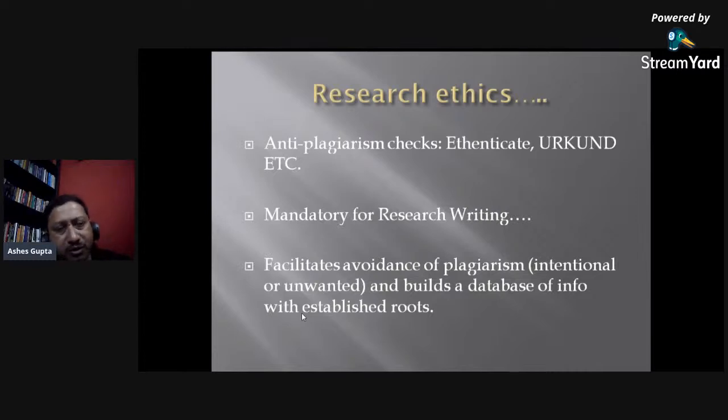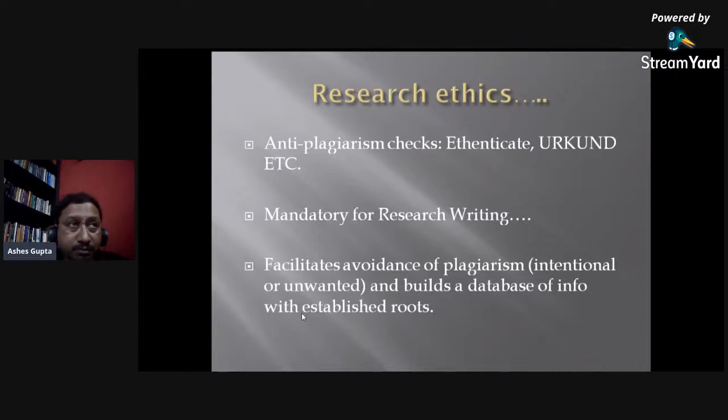Anti-plagiarism checks. You have so many softwares right now, Authenticate, Urkund, etc. You can just place your research paper, upload it, and get the report. And every research journal will tell you the limit up to which they would allow similarity in the Urkund report or the Authenticate report. It could be 7%, it could be 10%, and they would say we would accept plagiarism which is unintentional within, say, a limit of 10% only. This is mandatory for research writing, because that provides you your confidence that what you have written has been checked and has been found to be true within limits. So this is very important as a confidence building measure, CBM, for a research writer. So anti-plagiarism check is a must.